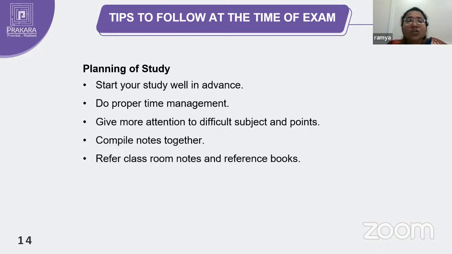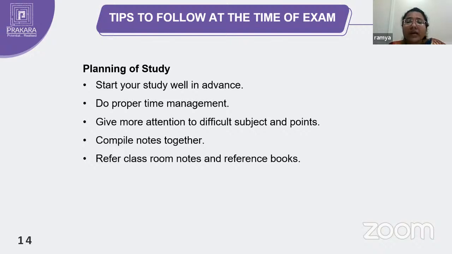The next is to do proper time management. If you are having two exams tomorrow, at that time you should manage both subjects. If you miss any subject, you cannot write the exam properly. So you should set the time for each and every exam and prepare for it. Next, we should give more attention to difficult subjects and points.